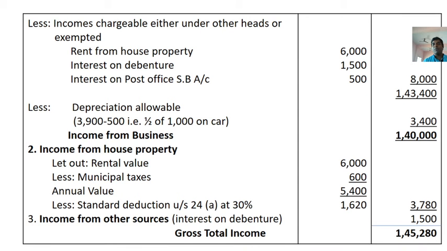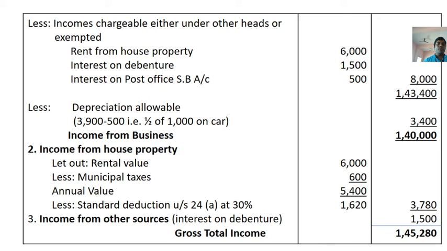Resulting value is 1,43,400. Less depreciation allowable 3,900. So rupees 1,000 depreciation on car is, so half of the car is personal use. So on half of the proportion, 500 is disallowed. So 3,900 minus 500, 3,400 only depreciation allowable as per the rule 32. So 1,43,400 minus depreciation allowable as per the rule 32, 3,400. Income from business is 1,40,000.